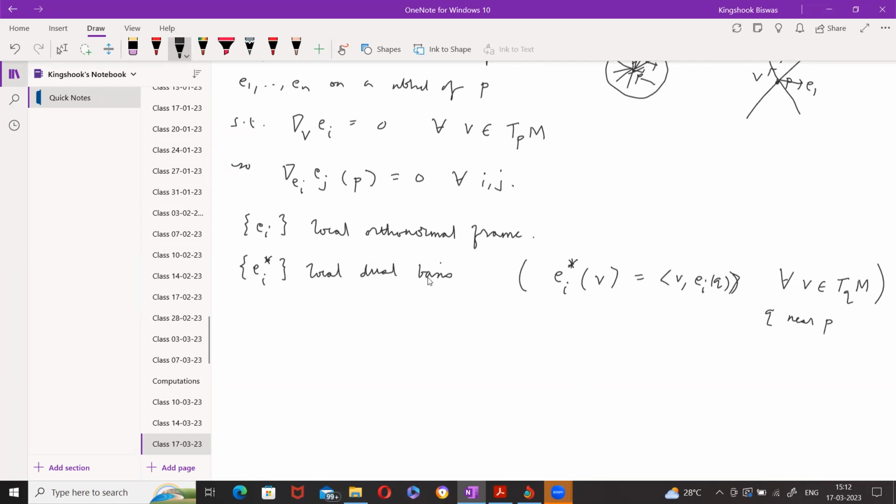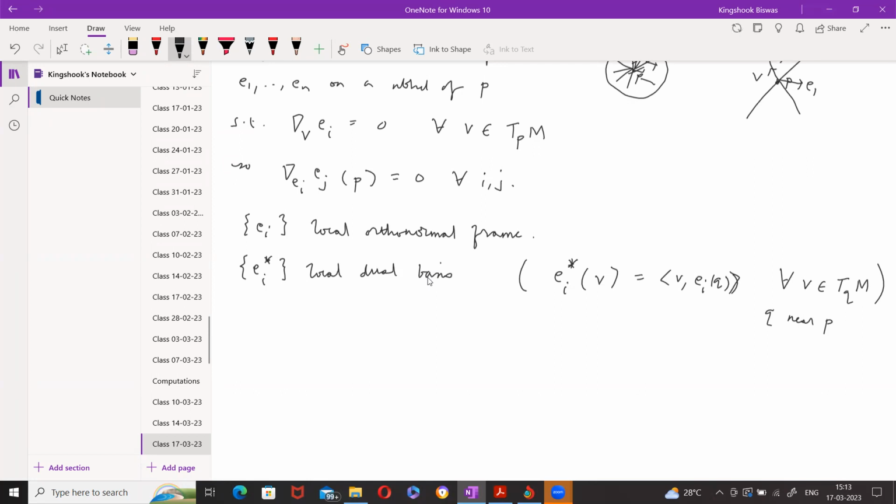The dual basis, if you take an orthonormal basis, is given by inner product with the orthonormal basis. Okay, fine. So now recall, the E_i are sections of the tangent bundle, and the E_i stars are sections of the cotangent bundle. These are one forms.